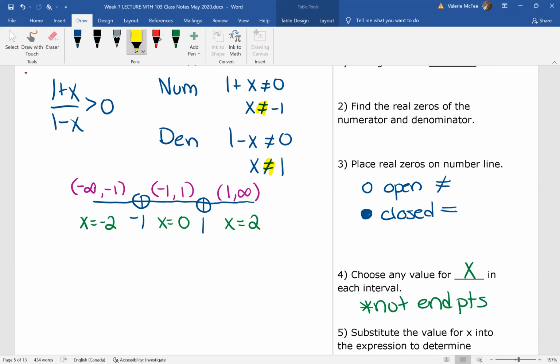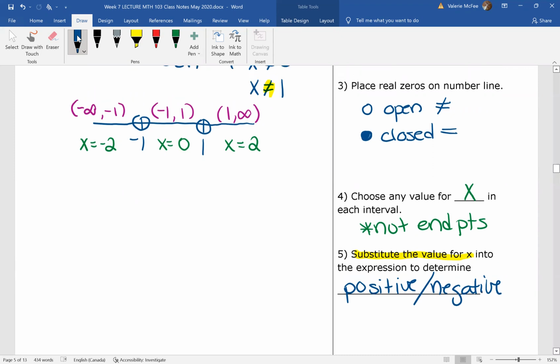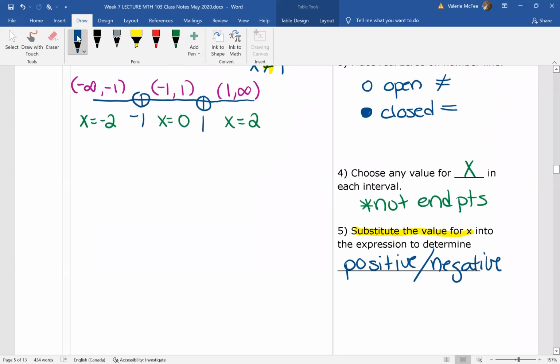And remember, now we want to just substitute x into the expression. And all we're interested in is whether or not the expression is positive or negative. We don't really care what it equals. So I had in my expression in the numerator, it was 1 plus x, and in the denominator, 1 minus x. I'm just going to write them here, 1 plus x, 1 minus x, and then the whole function.